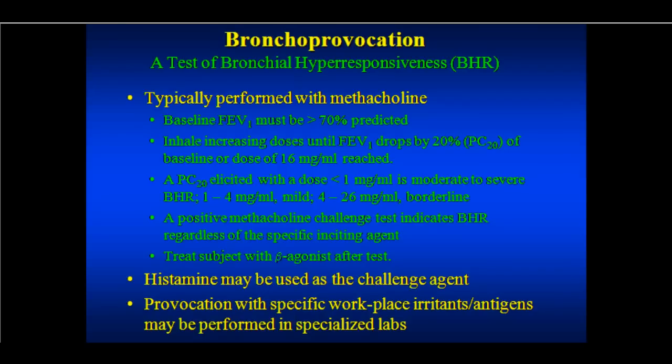A very positive test is less than 1 milligram, would be moderate to severe bronchial hyperresponsiveness. 1 to 4 milligrams to cause a 20% drop would be mild. 4 to 26 is borderline. Most of us, if we're healthy and don't have asthma, are somewhere between 16 or so and above where we're going to hit the 20 mark. So once people get up to around 16 or so, the test really doesn't tell us much about bronchial hyperresponsiveness. It gets lost in all the noise. Okay? So a positive test indicates that there's bronchial hyperresponsiveness regardless of what might be inciting it. It doesn't tell us what's going on. All right? And then when we're done with the test, we give a couple of puffs of albuterol typically.